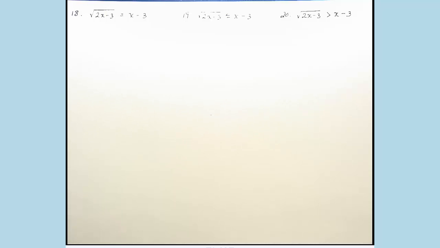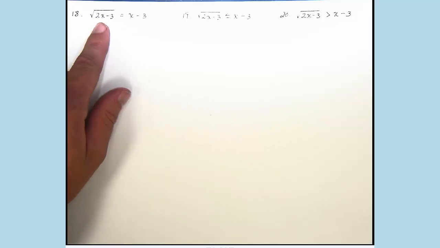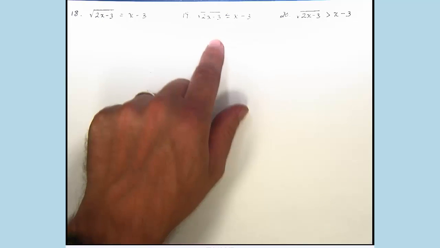Hey, this is Ken Rosever, and we're going to look at some problems dealing with solving radical equations and inequalities from the old Unit D review for my college algebra class. Okay, so I'm going to go through this and I'll try to bring out some important facts as we go.